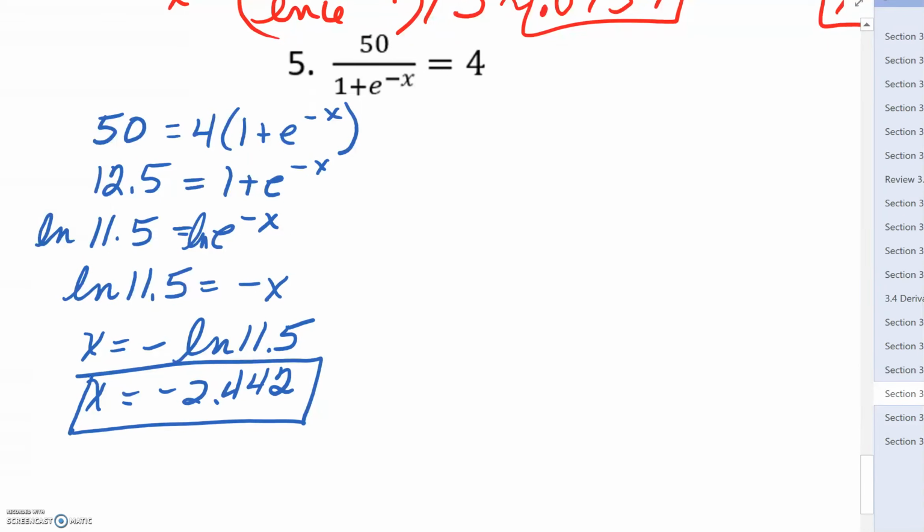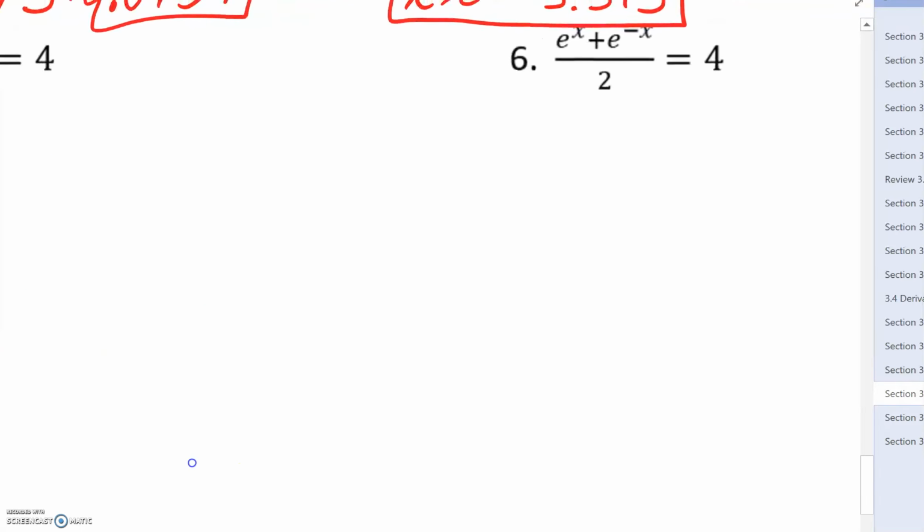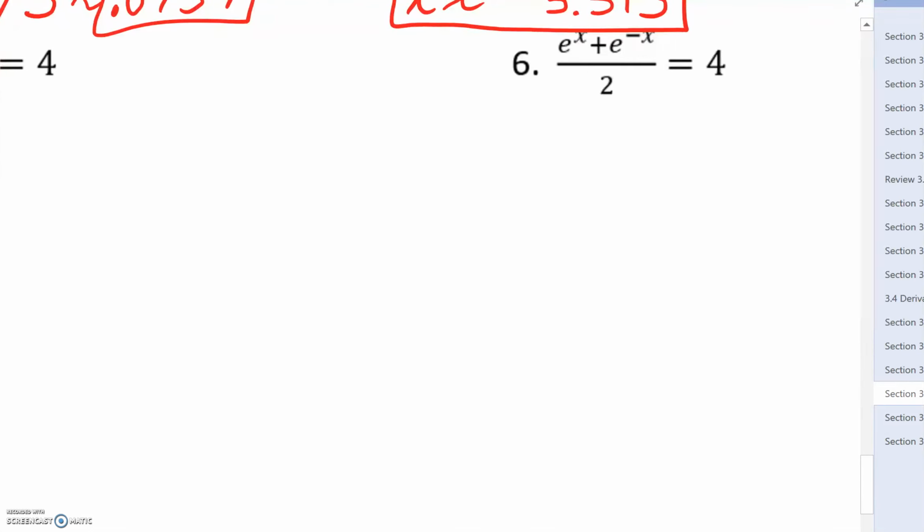The tricky one is this next one over here, number 6. So let's look at that one. We've got e to the x plus e to the negative x all over 2 is equal to 4. First thing I'm going to do right away is just multiply both sides by 2. And then remember what this means right here. When you have e to the negative x, that is 1 over e to the x.